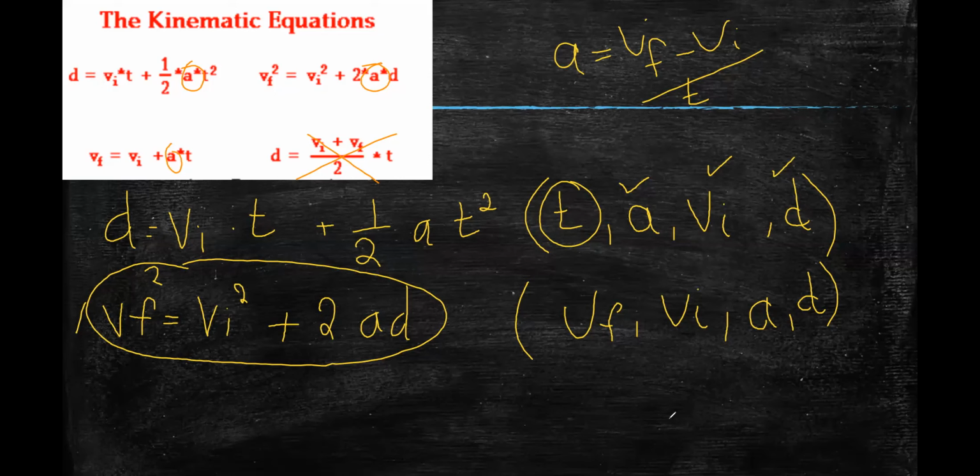But for the first two, if you have at least three of these variables and you want to find the fourth one, you will use the first equation. And here also, if you know V initial, if you know A, if you know D, and you want to find V final, you have to use the second equation.